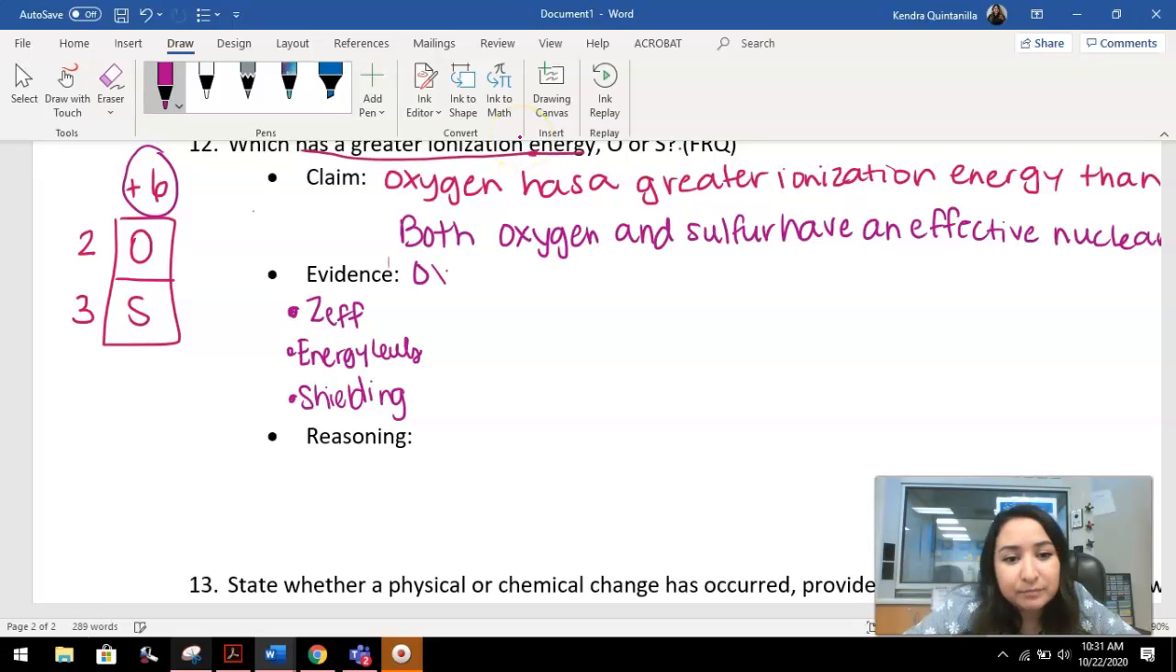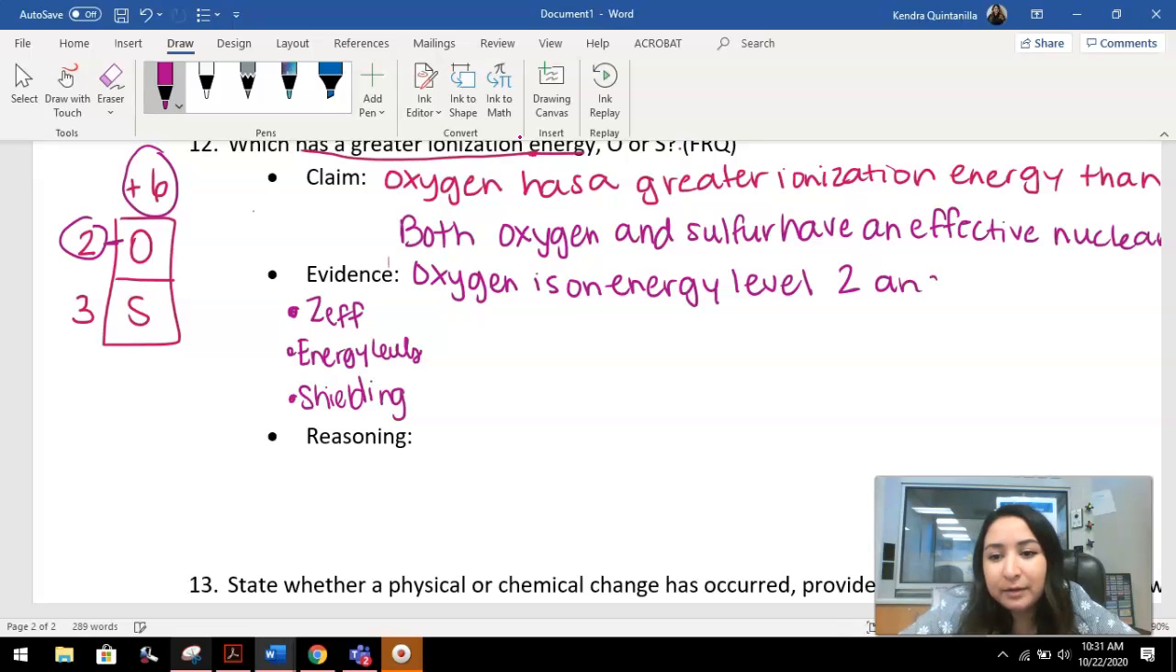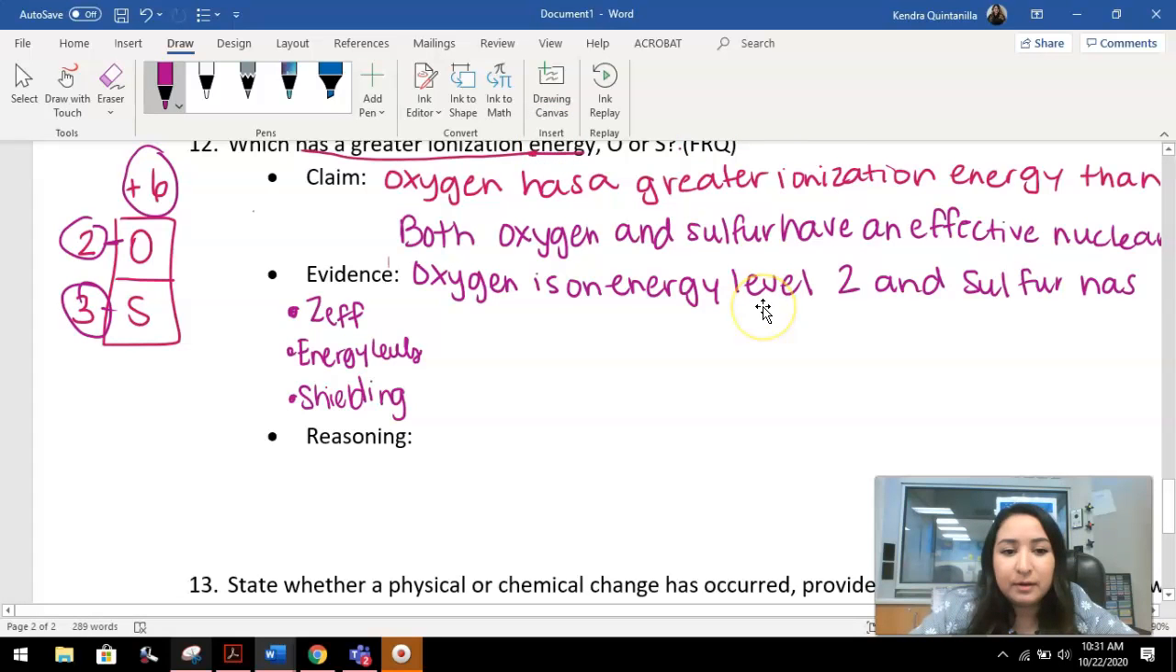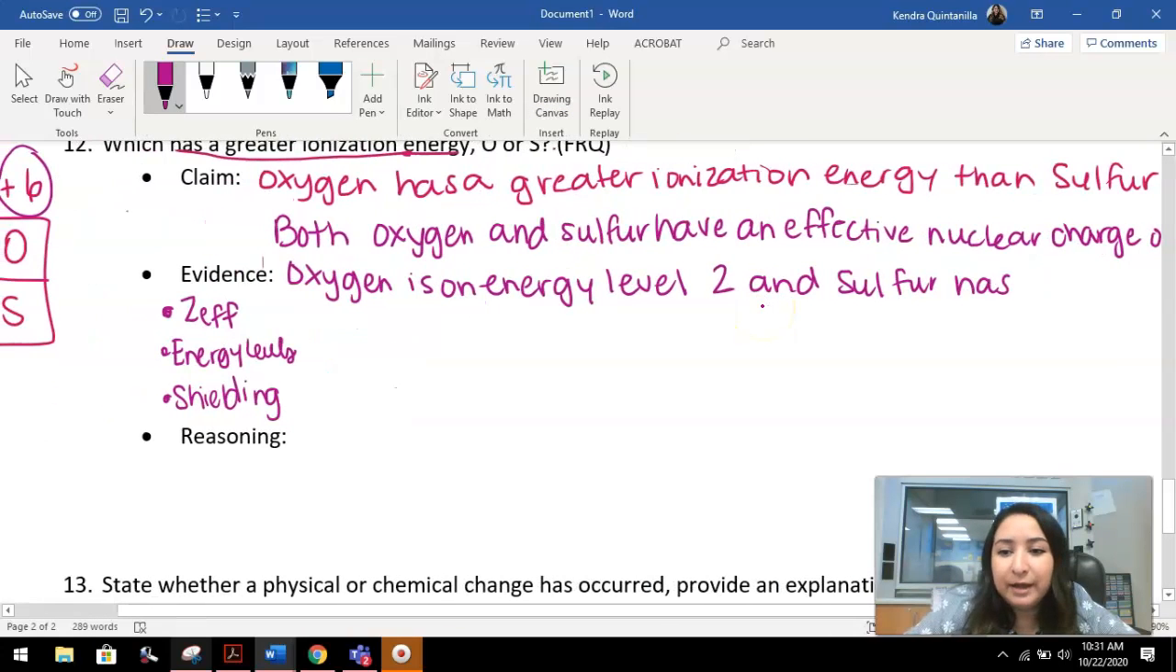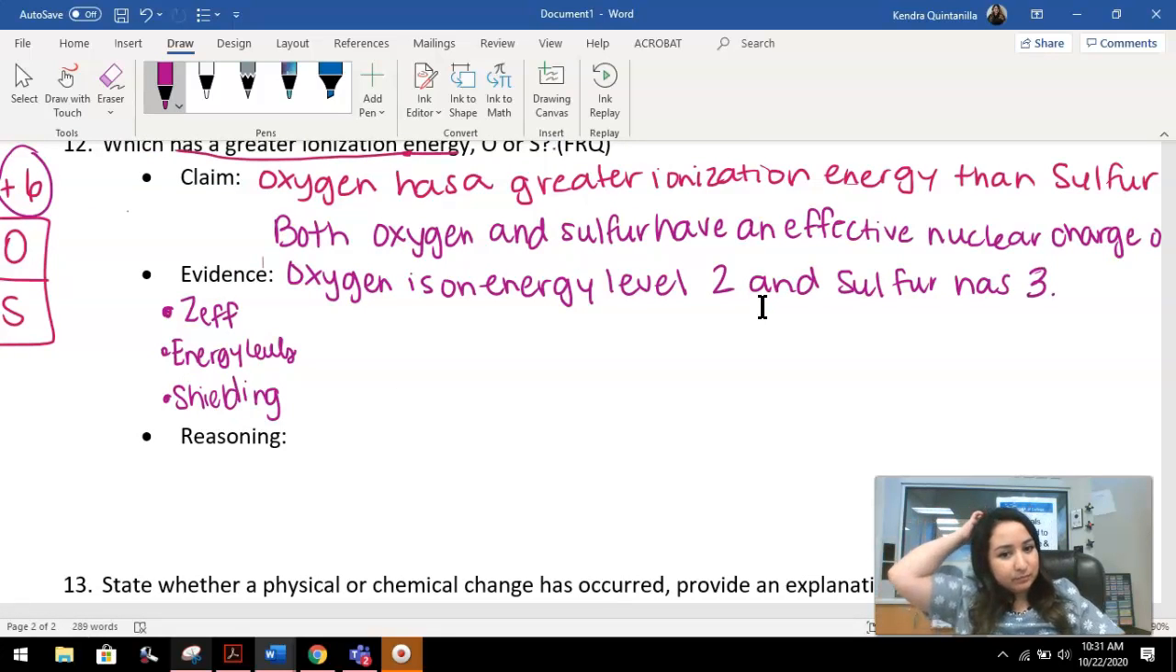So oxygen is on energy level 2, right? Because oxygen is here. It's on energy level 2, and sulfur has how many energy levels? Sulfur has 3. Oops. And sulfur has 3. Period. Oh, my oxygen has 2 energy levels and sulfur has 3. That would have been a better written sentence.